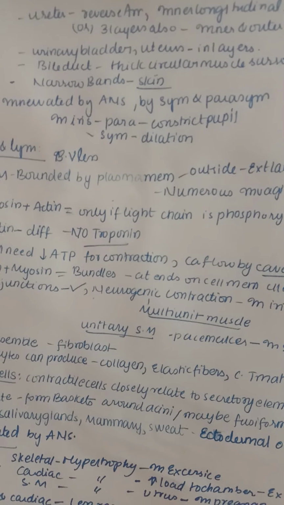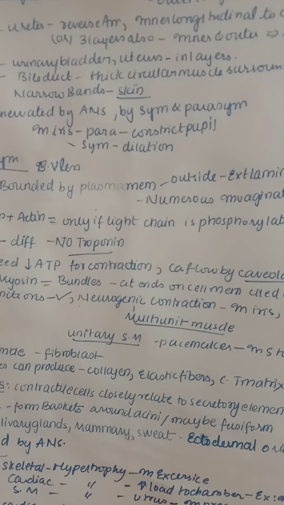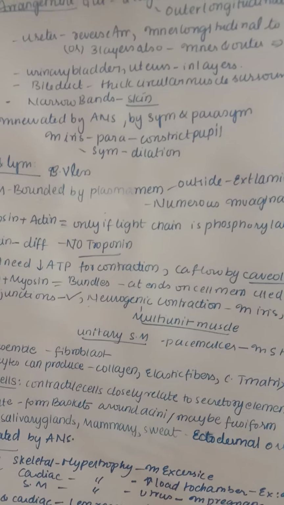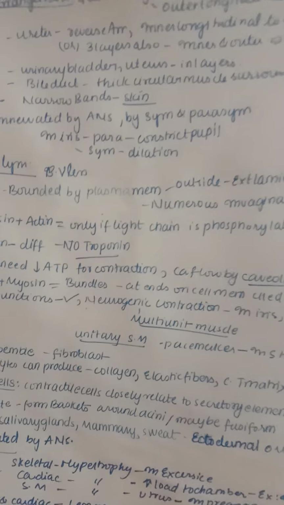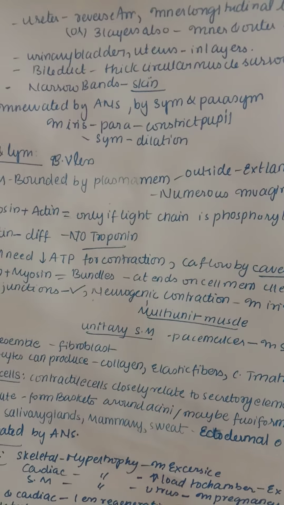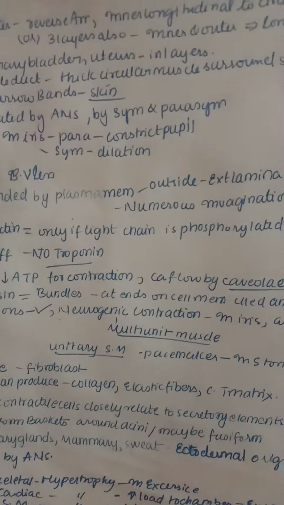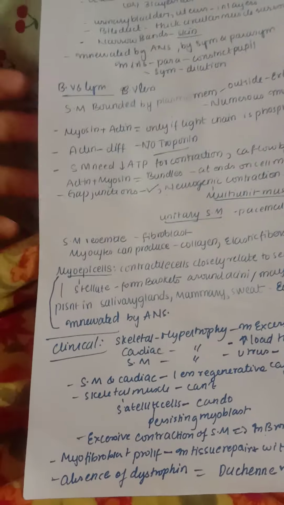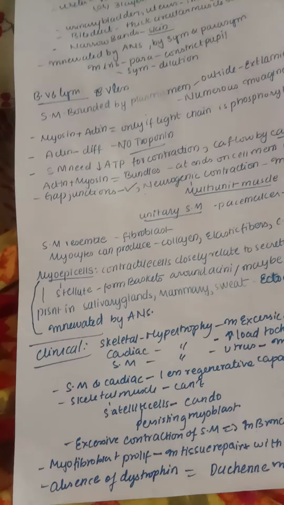It is mainly innervated by the autonomic nervous system, both sympathetic and parasympathetic. Sympathetic and parasympathetic have different functions. Like in the iris, if parasympathetic is innervating, then it constricts the pupil, and sympathetic dilates the pupil. Let us come to the blood vessels and lymphatics. These are present, but the blood vessels are fewer when compared with skeletal muscle.